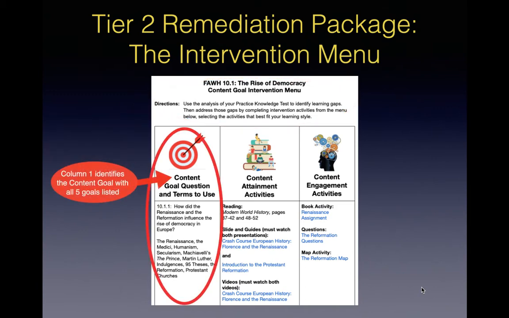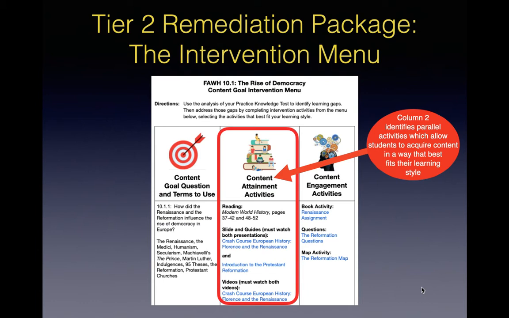In the first column will be listed all of the content goals, and this is only the first page, so you only see content goal number 1 listed here, but on the subsequent pages, the remainder of the 5 content goals are listed in this first column. This will help the student identify which activities are aligned to which content goals, and they could focus on those activities that are aligned to the content goals that Illuminate has red flagged as a learning gap.